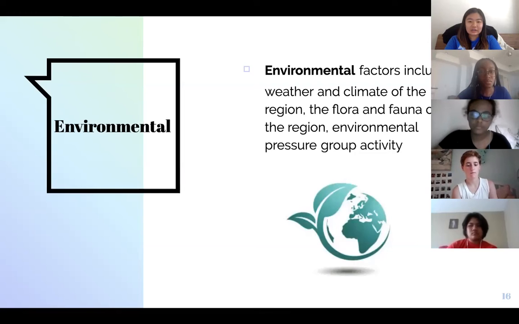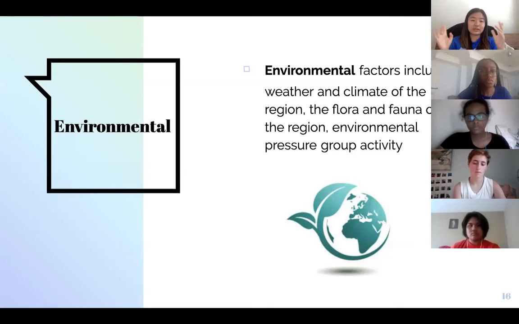Environmental, these include the weather and climate of the region, like the flora and fauna of a region. And another thing is environmental pressure group activities. So for example, climate change. Like a lot of people advocate for climate change or even like saving the polar bear. So that's one thing that businesses have to take into consideration.